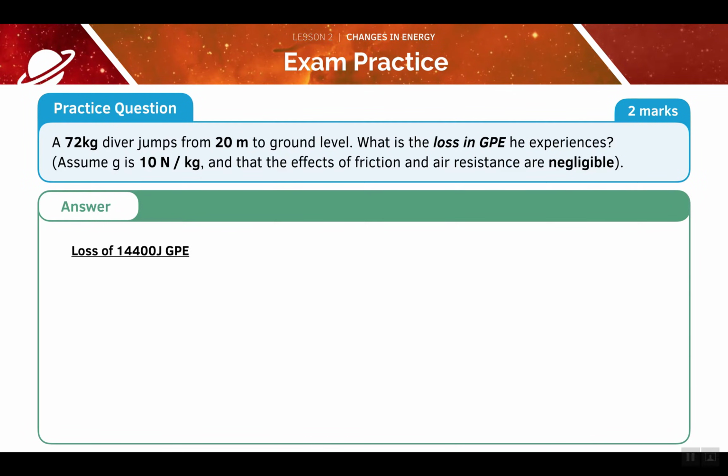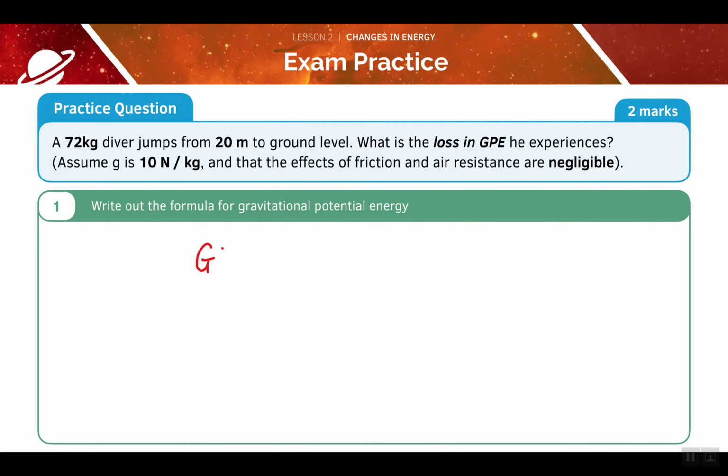The loss in GPE experienced by the diver would be 14,400 joules. We'll work through the calculation step by step to see how we reach the answer. Firstly, we need to write out our formula for GPE. This would be GPE equals mgh, as we've seen previously.